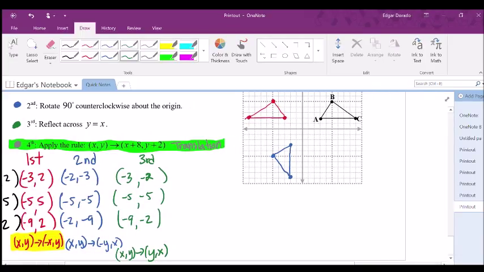Let's draw that. So negative 3, negative 2 is right here. Negative 5, negative 5, and then negative 9, negative 2. That's what that looks like.